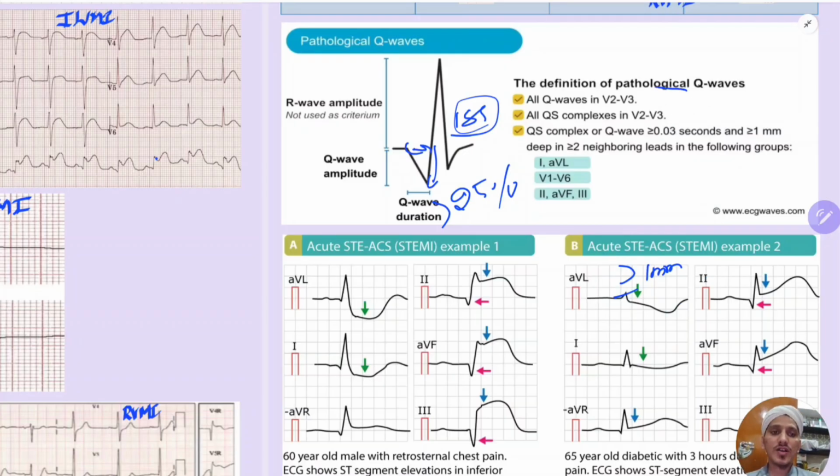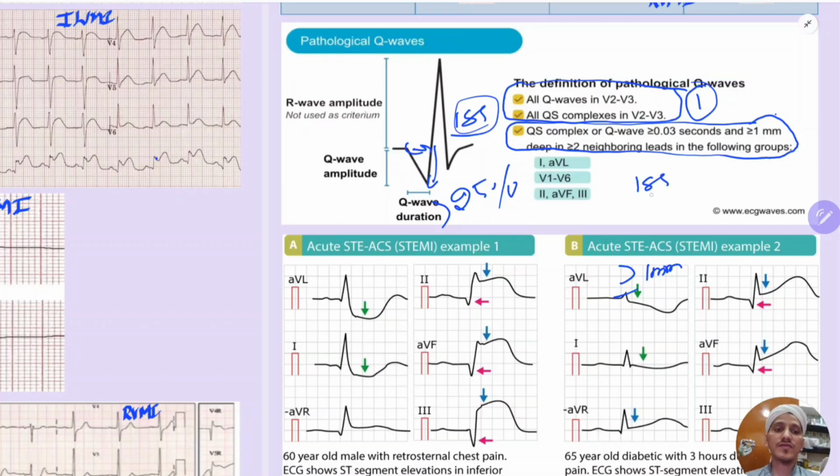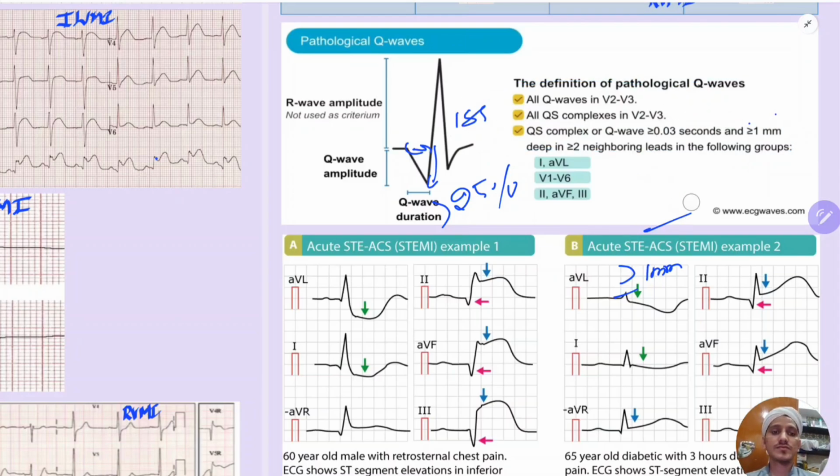So one more time, all Q waves in V2 and V3, or QS complexes in V2 and V3, are pathological. Number two, in two consecutive leads of the same type, inferior, lateral, or anteroseptal leads, if two leads have Q waves of width at least one small square and more than 1 mm depth, those are also known as pathological Q waves. That was the general definition: more than 25% length and one small square width.